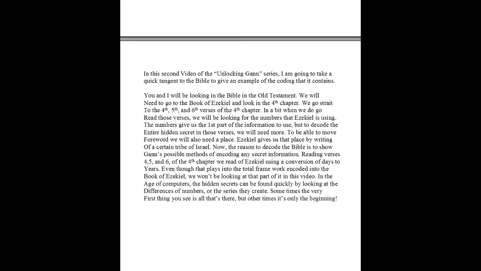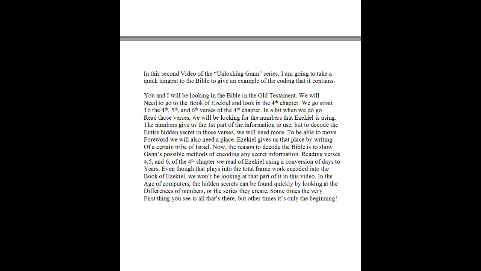In a bit, when we do go read those verses, we will be looking for the numbers that Ezekiel is using. The numbers give us the first part of the information to use, but to decode the entire hidden secret in those verses, we'll need more. To be able to move forward, we'll also need a place or placement. Ezekiel gives us that by writing of a certain tribe of Israel.